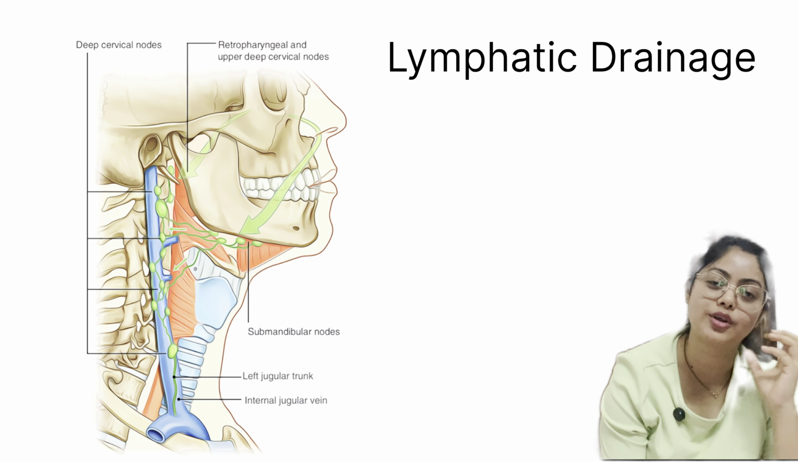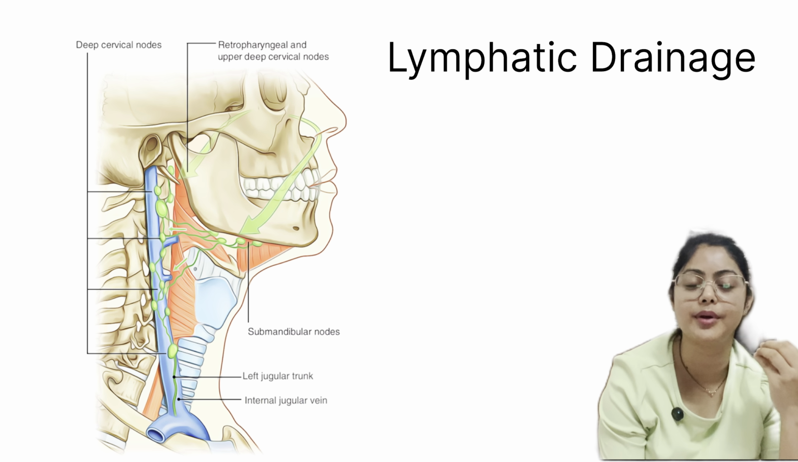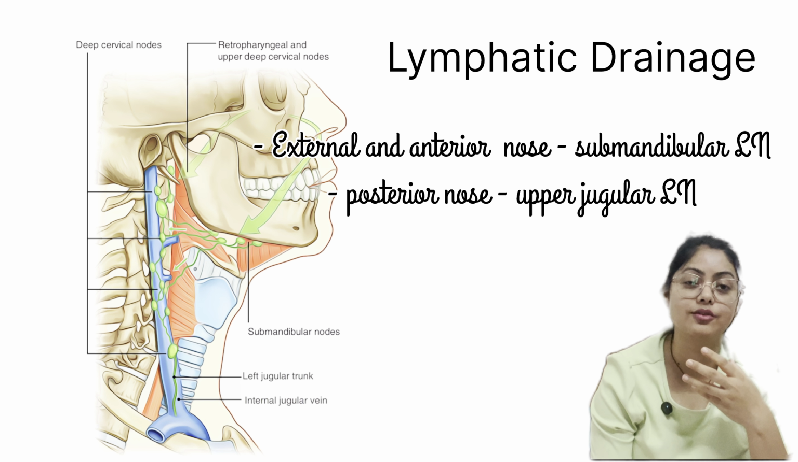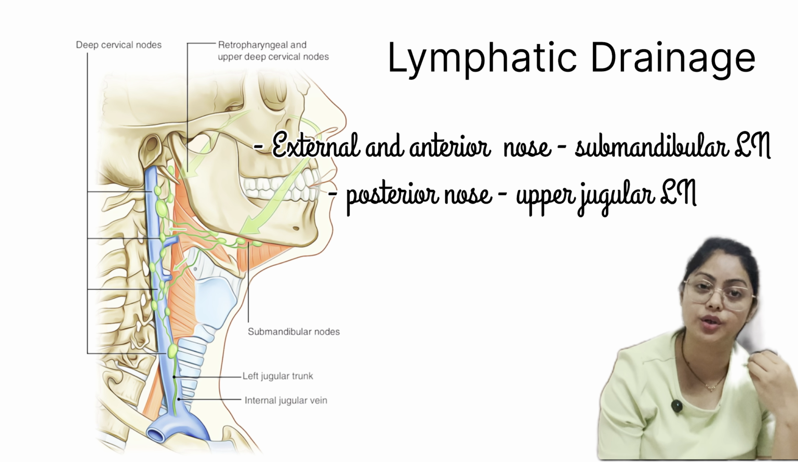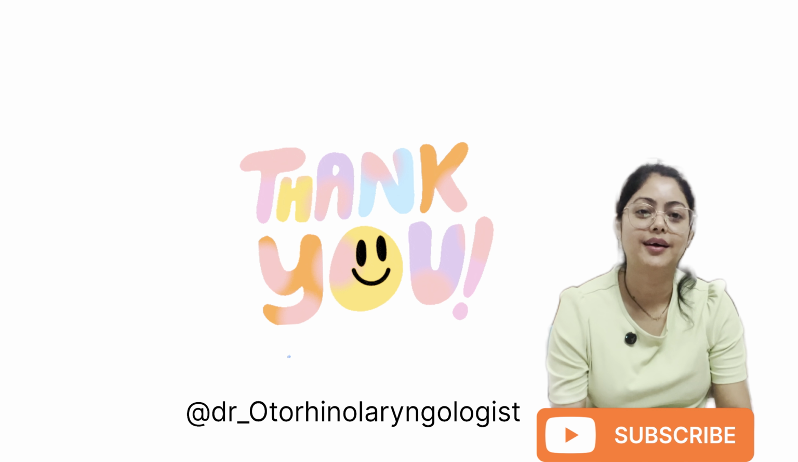The lymphatics from the external nose and anterior part mainly drain into the submandibular lymph nodes, while the posterior part mainly drains into the upper jugular nodes, or sometimes into the retropharyngeal group of nodes.